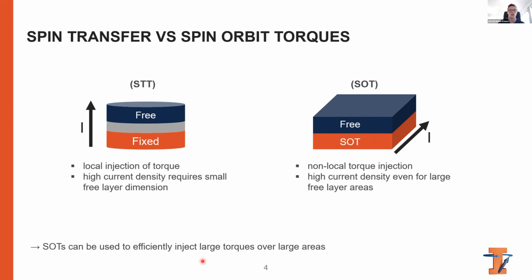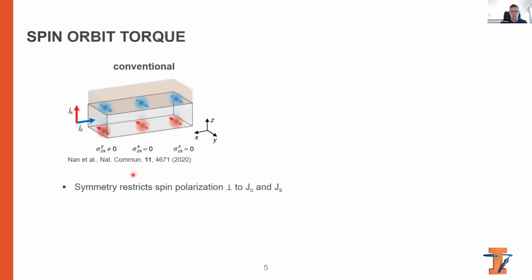But the problem with spin orbit torques is that conventionally, when you send a charge current through your spin torque generating layer in the x direction, you generate a Z spin current, and these spins have a polarization that only points in the y direction.